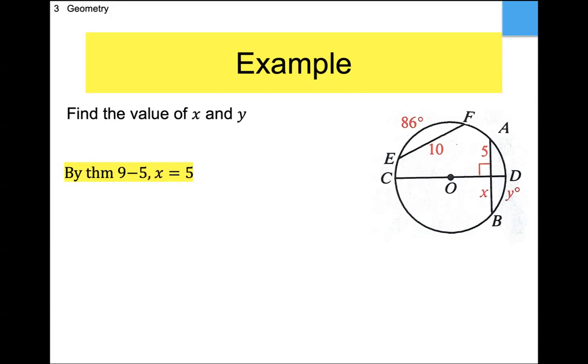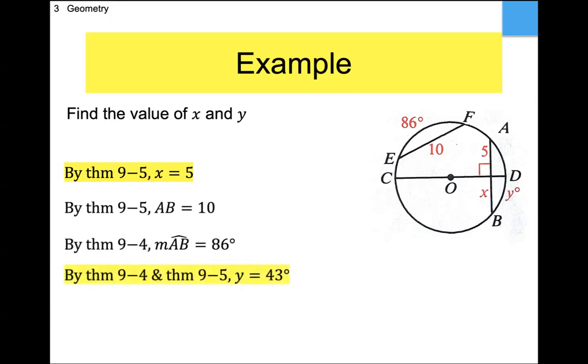If you have congruent chords, then the arcs are congruent. So that means arc EF, now be careful, and arc AB are congruent. So if arc EF is 86, then arc AB is 86. But I don't want AB, I want BD or DB. And we've got that cross thing again. And we know that if that's a right angle, then it breaks the arc in half. Therefore, y would have to be 43.